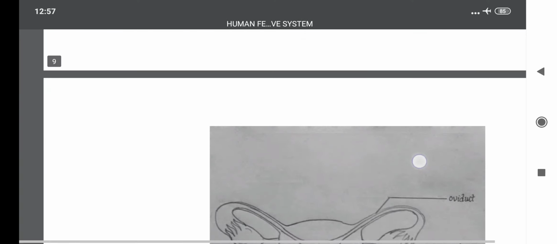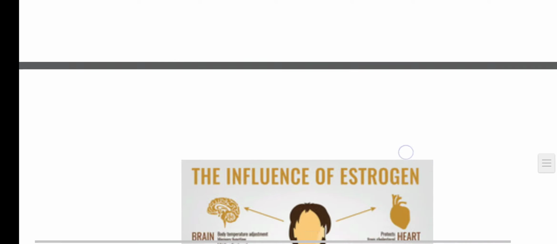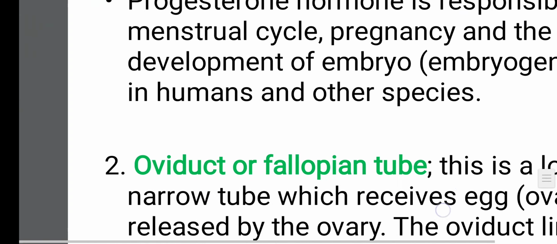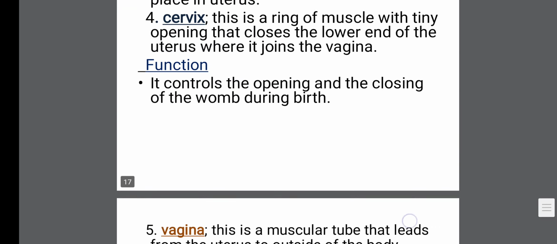That is what implantation is. Hope you are getting what I am saying. Let's continue.